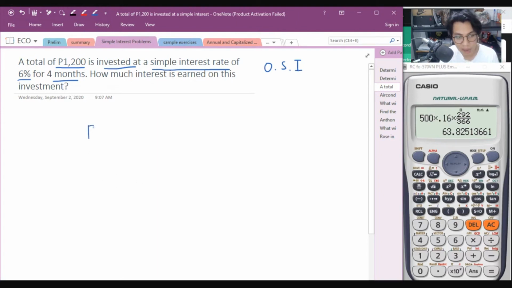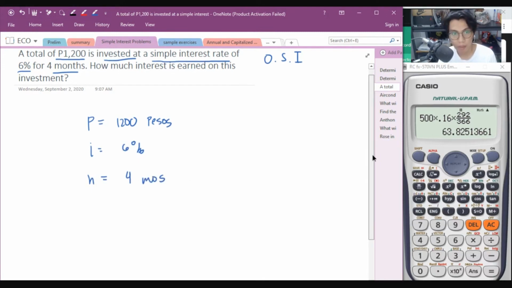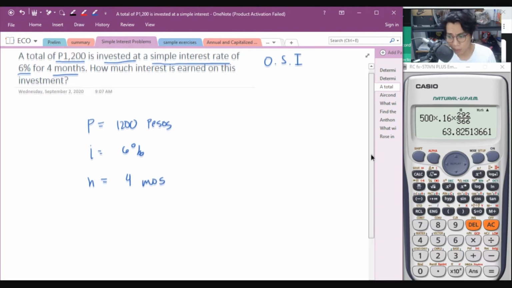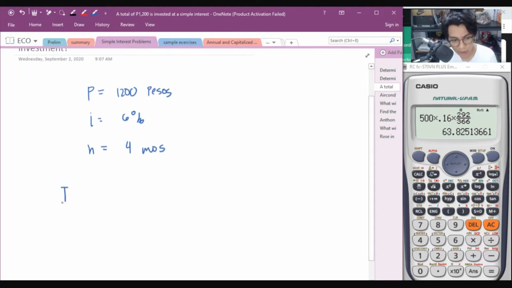Now, you have a principal that is invested, 1,200 pesos. Meron kang interest rate of 6% and then 4 months. Now, wala sinabi? Okay. We assume this is ordinary interest. So, the interest that is earned after that period is I. I is equal to principal, that is 1,200 pesos. You multiply it with 0.06 and then 4 months.